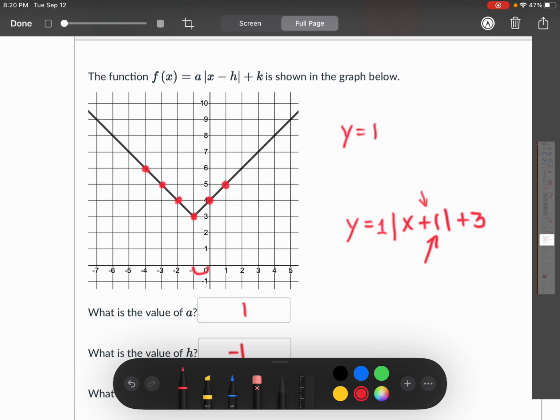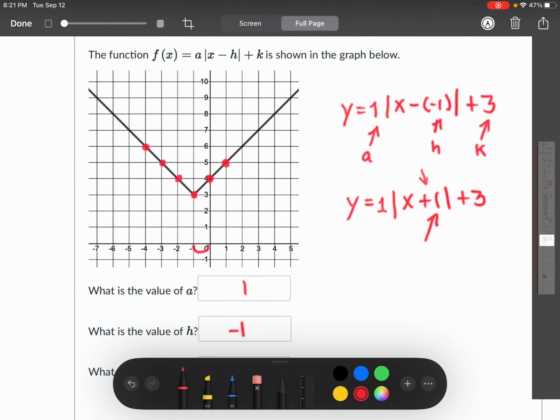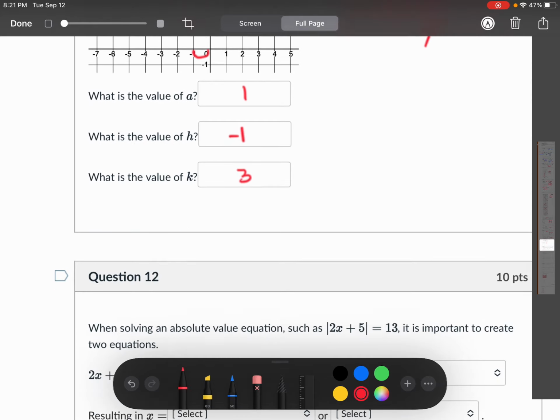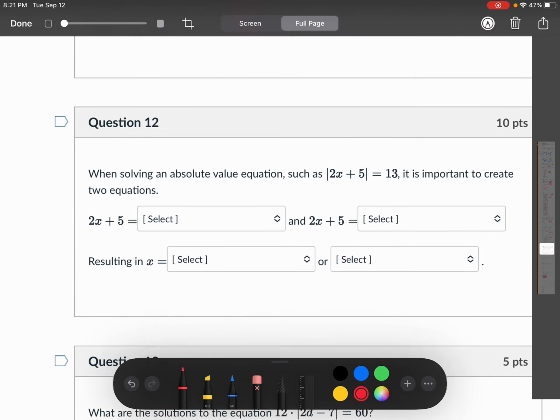You have to fit it into this formula that you see above, okay? So I would write this as negative 1. And then the k would be 3. So this right here on the inside would be h. This right here would be k. And this is a. And so, let's see. So k is 3. All right, question number 12.